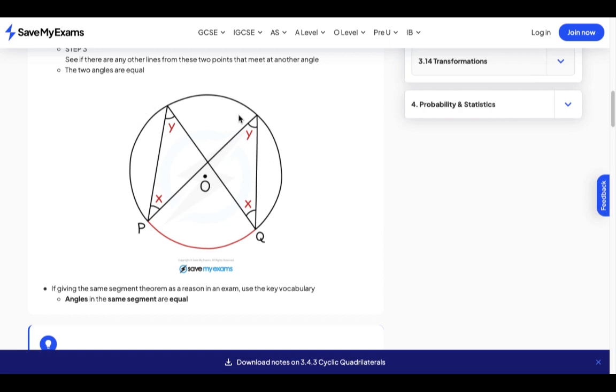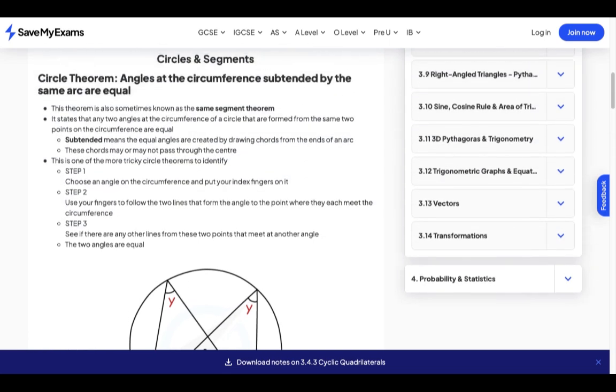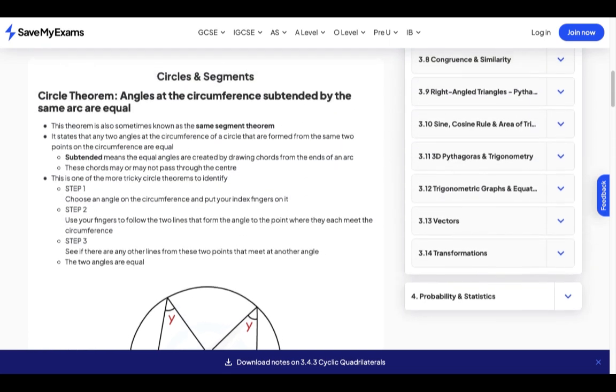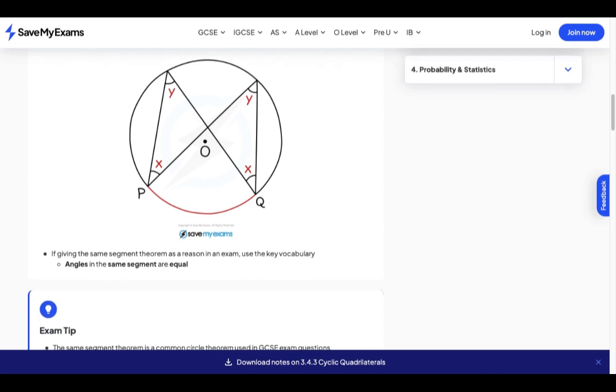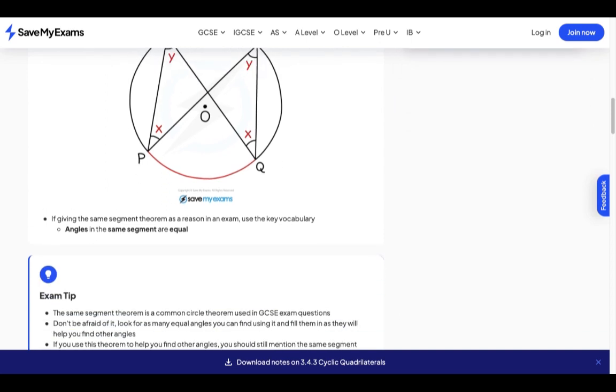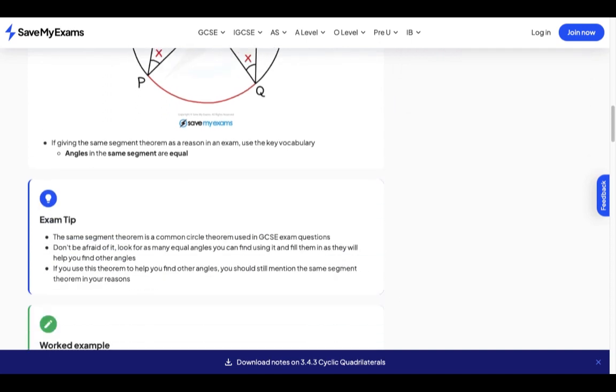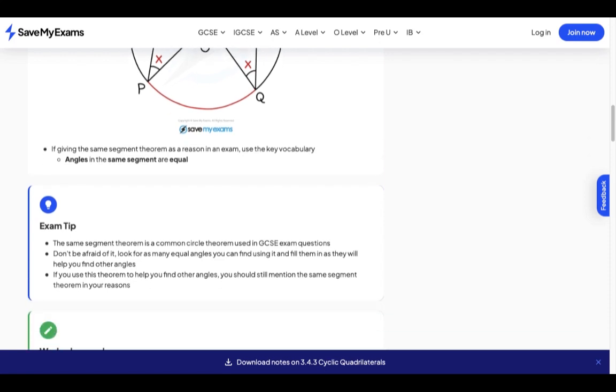So the segment theory is this. This type of circle theory is known as the segment theory, right? It says that any two angles on the circumference of a circle that are formed from the same two points on the circumference are equal. Is that okay? So angle x equals angle x, and angle y equals angle y also.